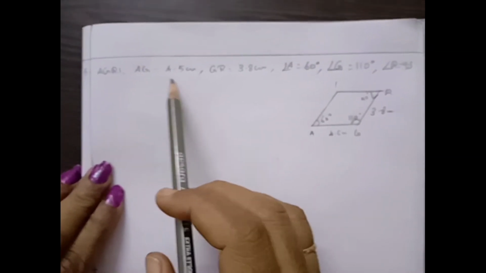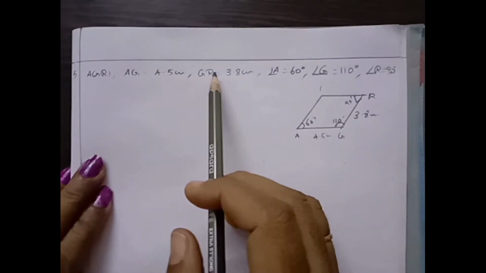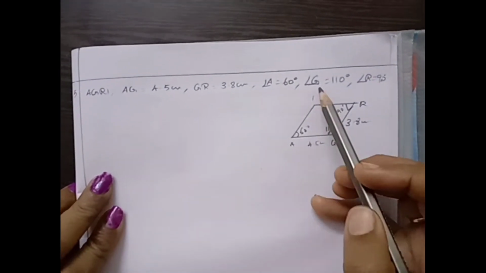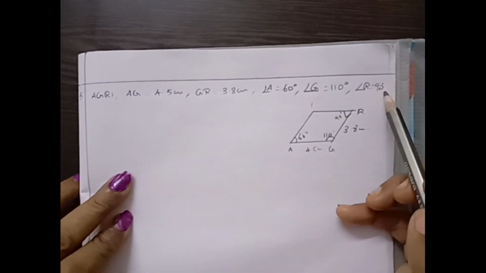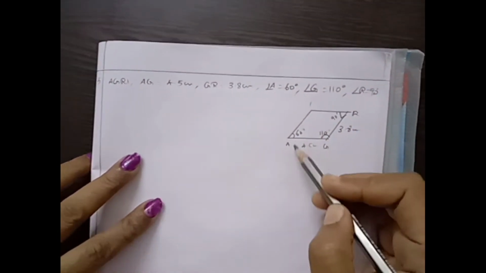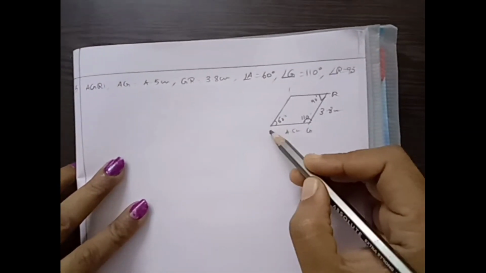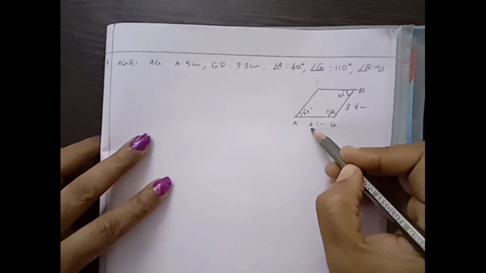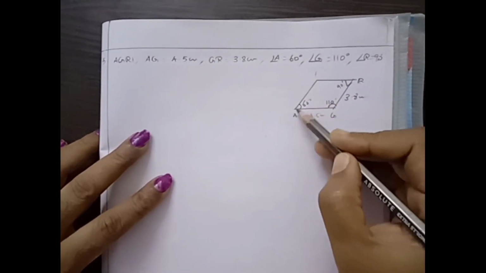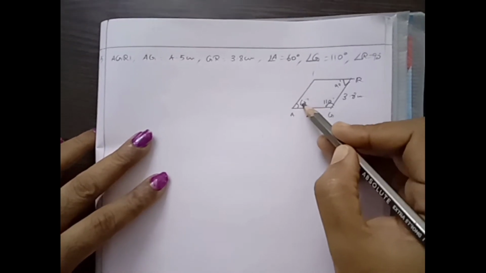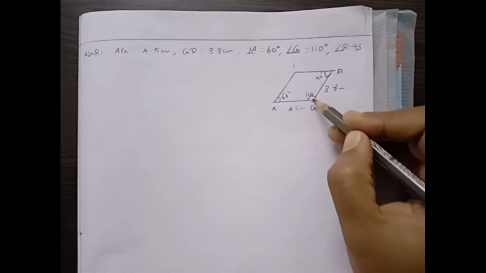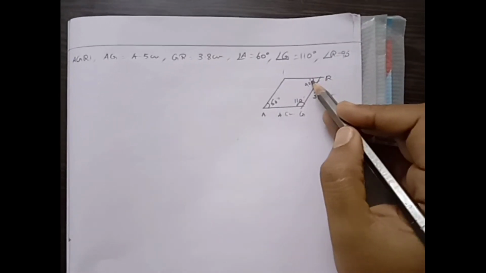Question: AGRI, AG is equal to 4.5 centimeter, GR equal to 3.8, angle A 60 degree, angle G 110, angle R 90 degree. Draw the rough figure. AG equal to 4.5 centimeter, angle A is equal to 60 degree, angle G equal to 110, angle R equal to 90 degree.